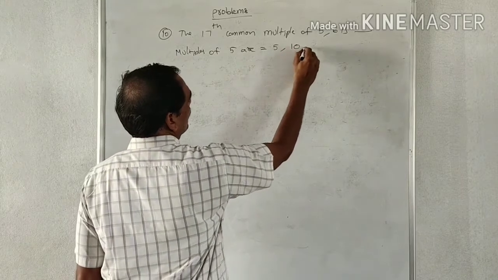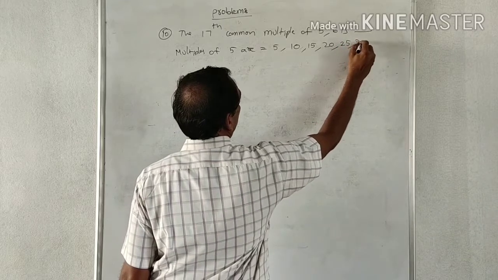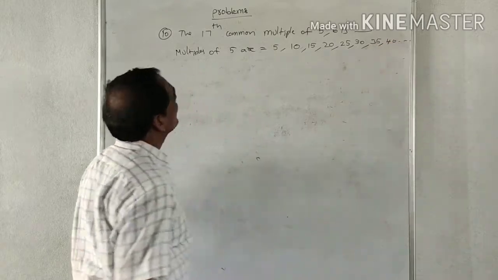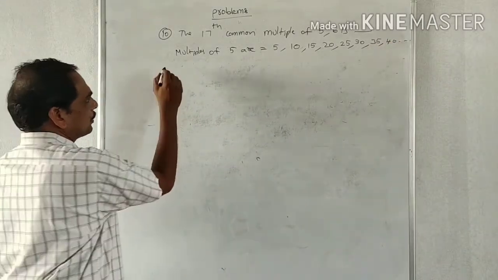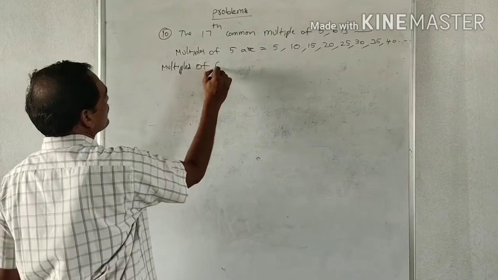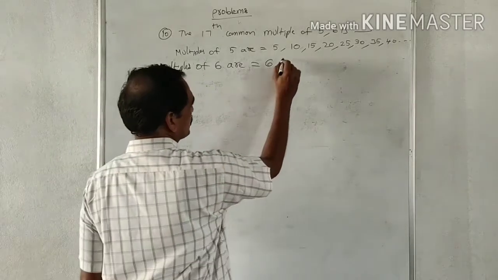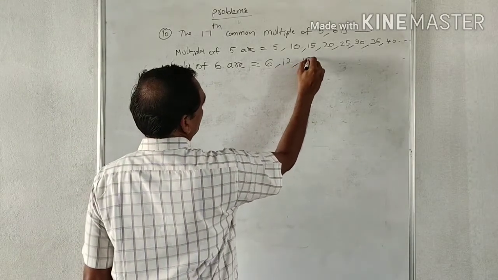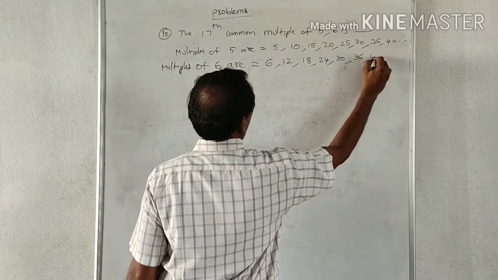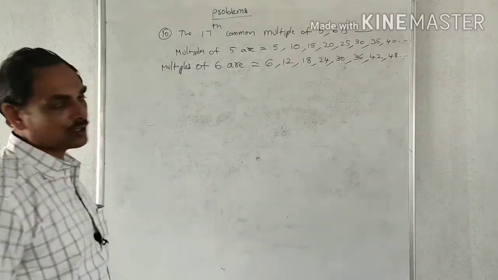5 twos are 10. 5 threes are 15. 5 fours are 20. 5 fives 25. 5 sixes 30. 5 sevens 35. 5 eights 40. And so on are the multiples of 5. Next, multiples of 6. 6 is the first multiple. 6 ones 6, 6 twos 12, 6 threes 18, 6 fours 24, 6 fives 30, 6 sixes 36, 6 sevens 42, 6 eights 48, and so on are the multiples of 6.